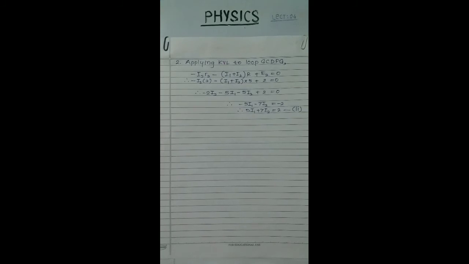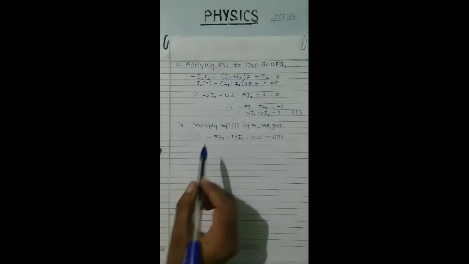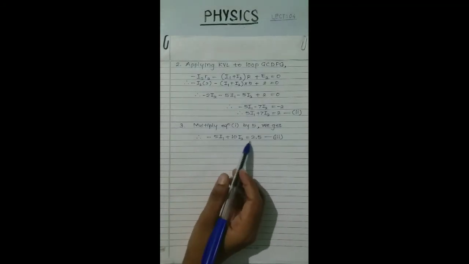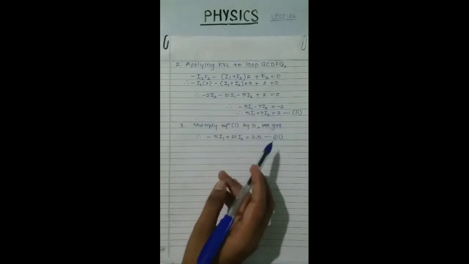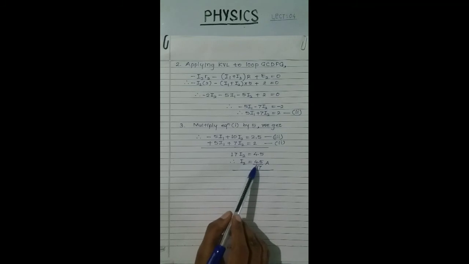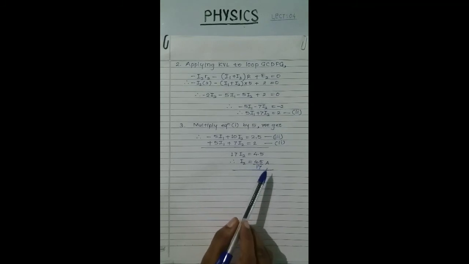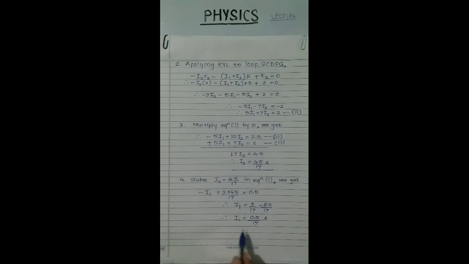Now use equations 1 and 2 and get the values of I1 and I2. Multiply equation 1 by 5 and we get minus 5I1 plus 10I2 is equal to 2.5. Let this be equation 3. Now using equations 2 and 3, we get the value of I2 as 4.5 upon 17 ampere. Now substitute this value in equation 1 and get the value of I1. I1 is equal to 0.5 upon 17 ampere.